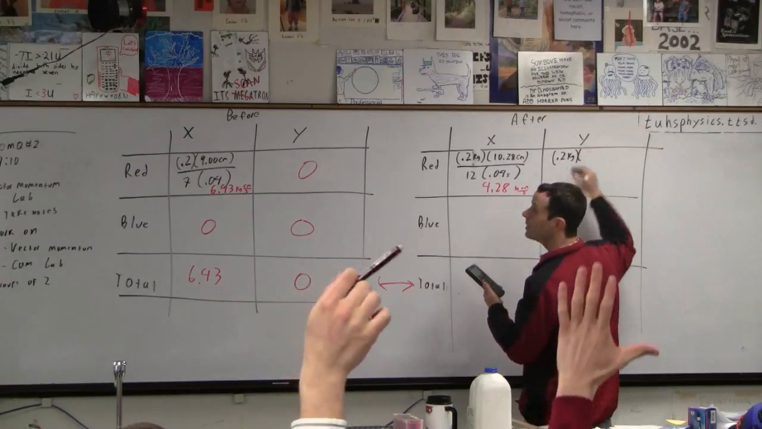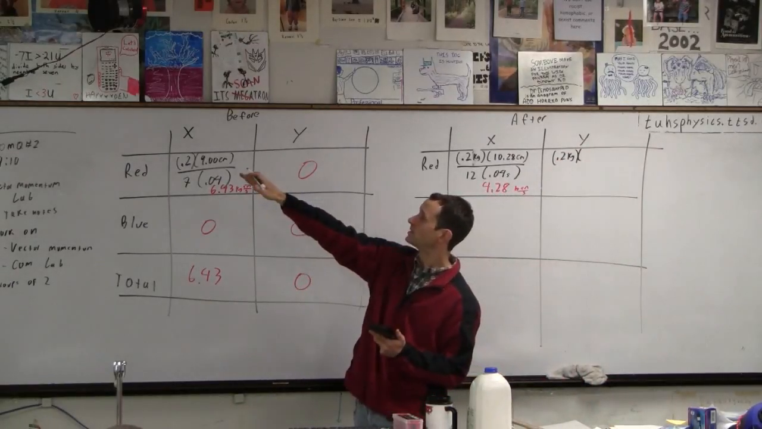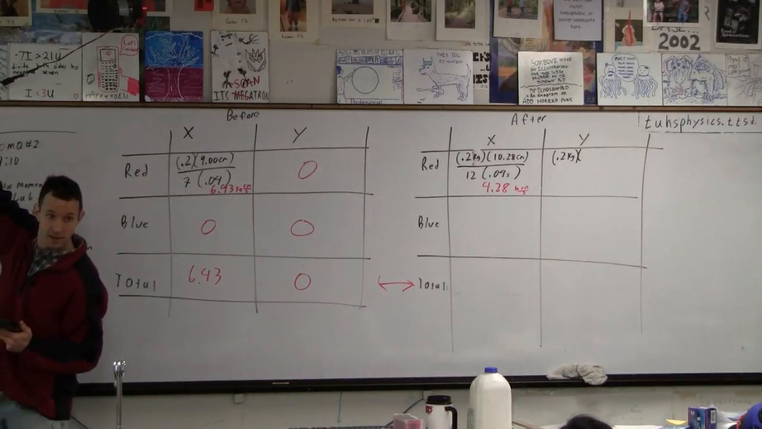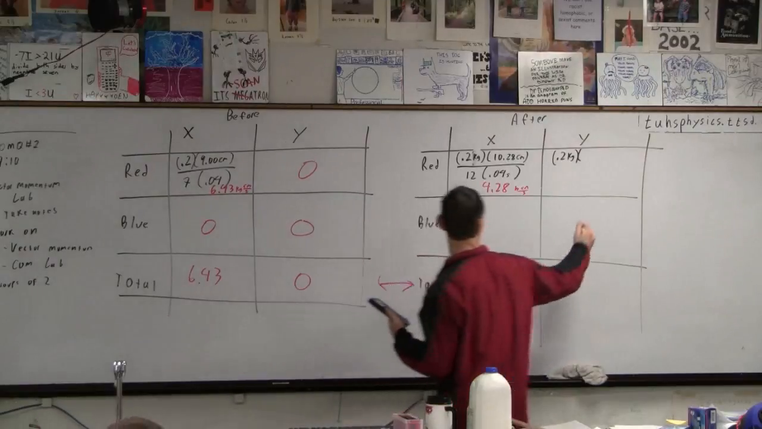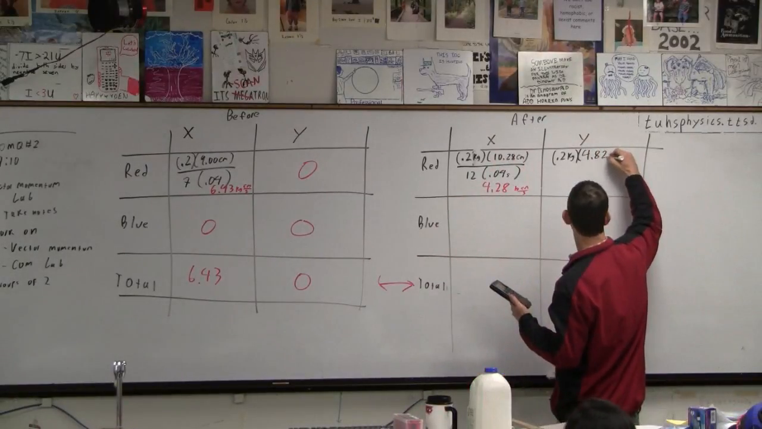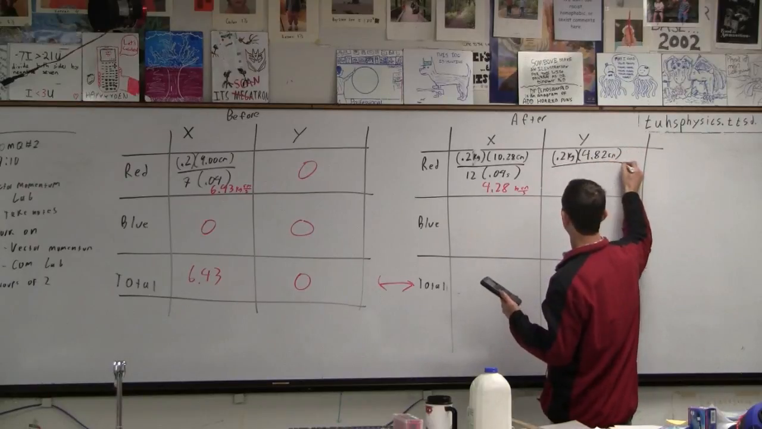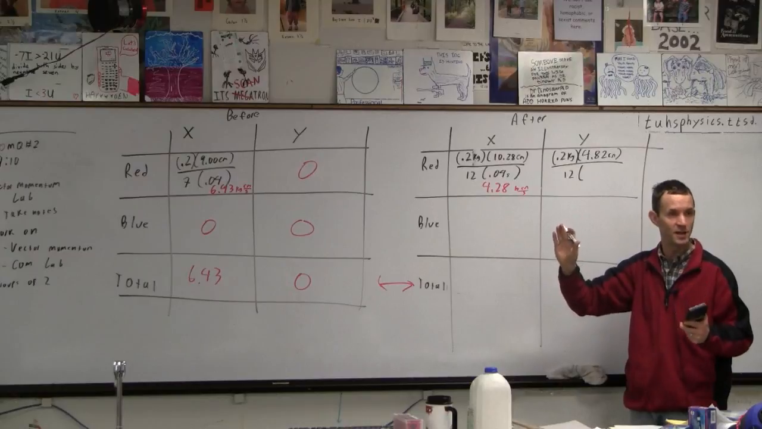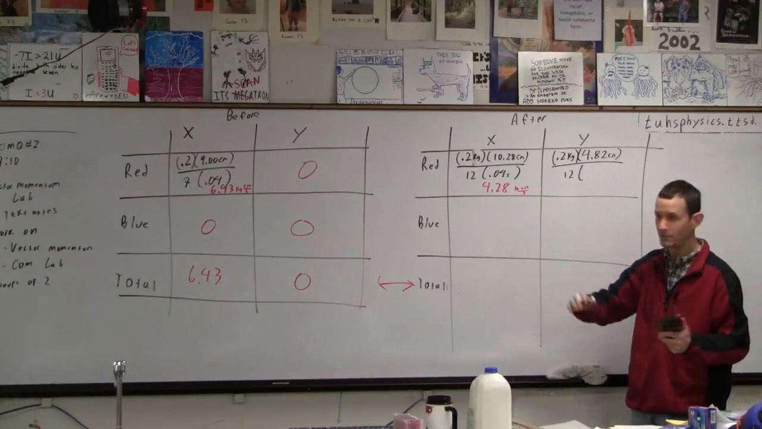Okay, so it's 0.2. What is our red Y distance? 4.82, correct? Yeah? Okay, so 4.82 centimeters. Okay, divided by, and then the good news is it's the same track, so I can use the same number. It's still 12 intervals, right?